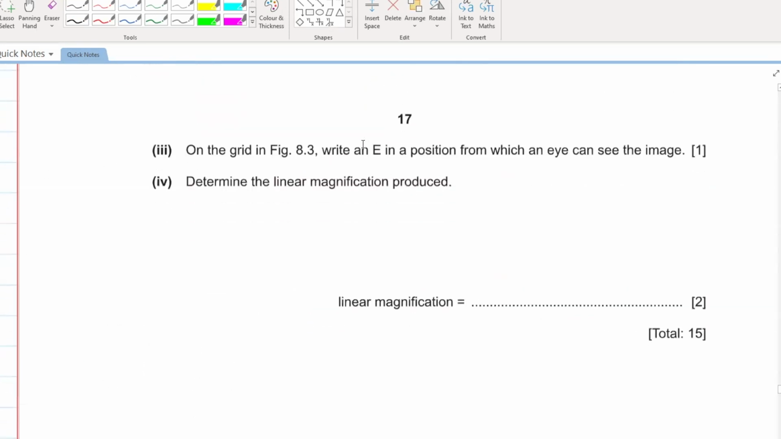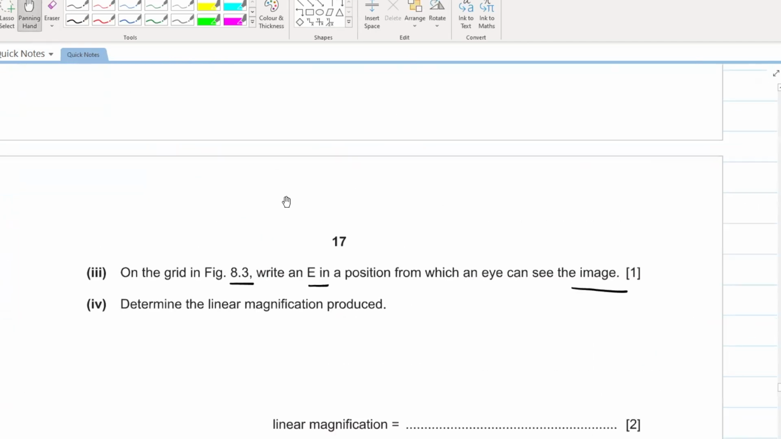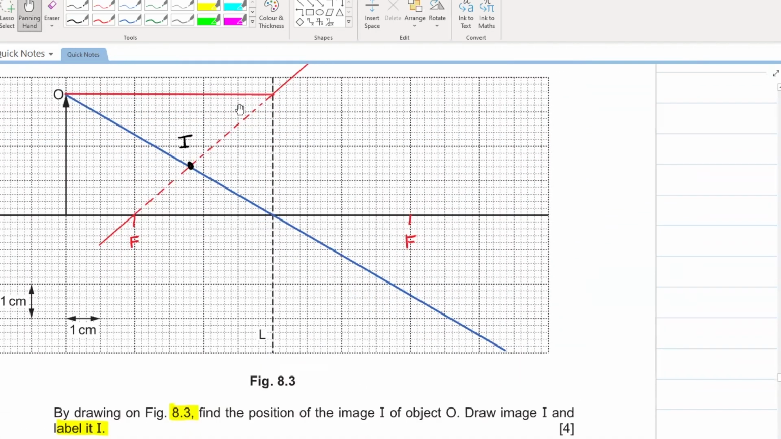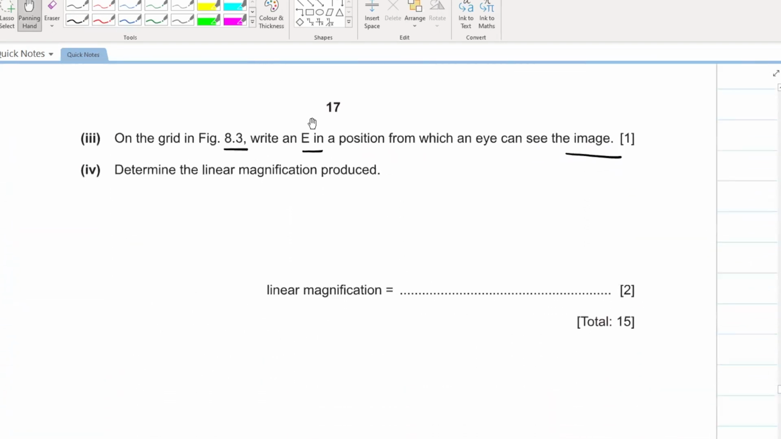Let's further move ahead. On the grid in figure 8.3, write an E in a position from which an eye can see the image. Where can our eye see this image from? Very, very easy. Your eye can see the image from here. Simple. Yes, I will show the question, don't worry about it, just let me complete first.